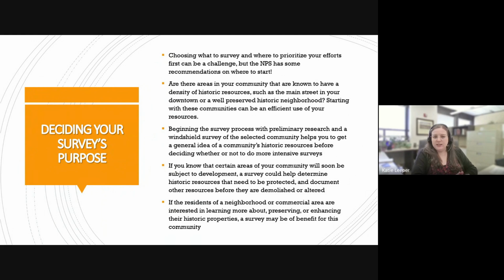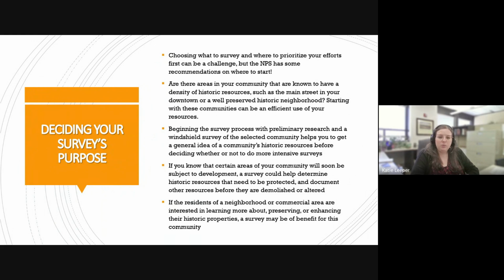The next one is about redevelopment. If there are certain areas of your community that are likely to be heavily redeveloped or are already in the process of being redeveloped, there may be particular resources that need to be protected in those communities. And even if they can't be protected, documenting them before they're demolished or heavily altered can be a very helpful way to ensure this information is given to future generations. It could also spark interest in some of these buildings, which could help protect them as well.